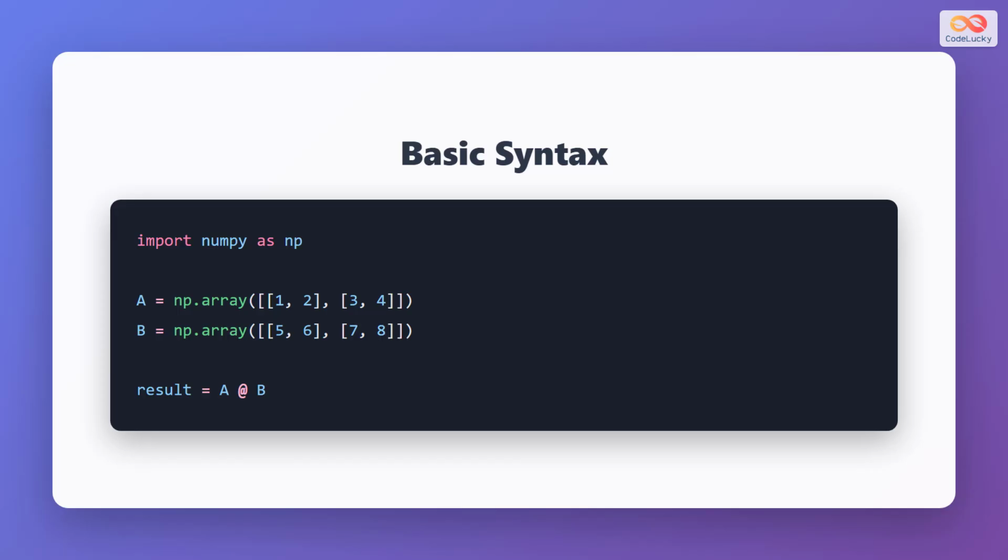Let's look at the basic syntax. First, we import NumPy as np. Then we create two matrices A and B using np.array. Matrix A contains the values 1, 2 in the first row and 3, 4 in the second row. Matrix B contains 5, 6 in the first row and 7, 8 in the second row. To multiply these matrices, we simply write A @ B and store the result in a variable called result.